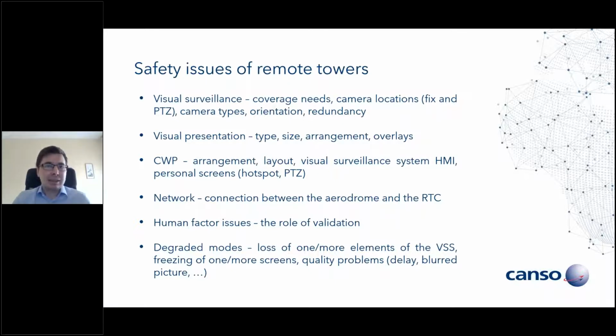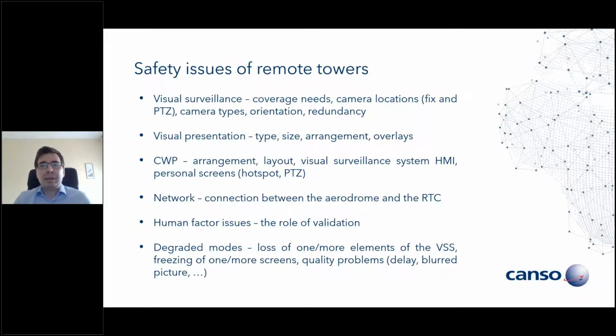Last but not least, degraded modes should be evaluated. Loss of elements of the visual surveillance system, loss of cameras or screens, freezing of a camera or screen, or freezing of a picture, and quality problems can also be aspects of assessment.